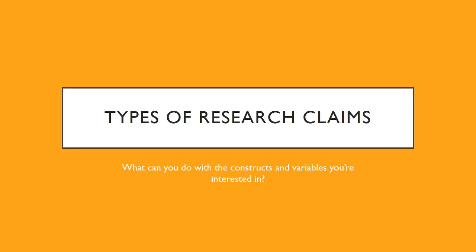All right, so lastly, I'm going to finish up this lecture with types of research claims. The idea is once you've established the variables you're interested in and you're happy with the effectiveness of your measurement, you want to ask yourself what's the goal here? So, what kind of research claim are you trying to make?